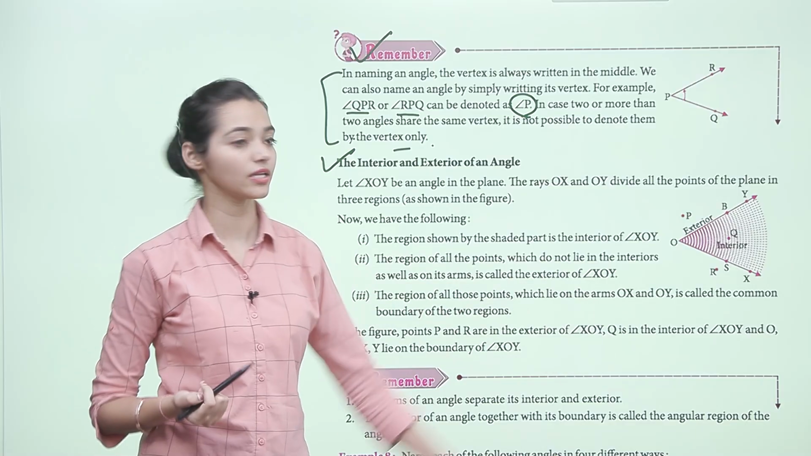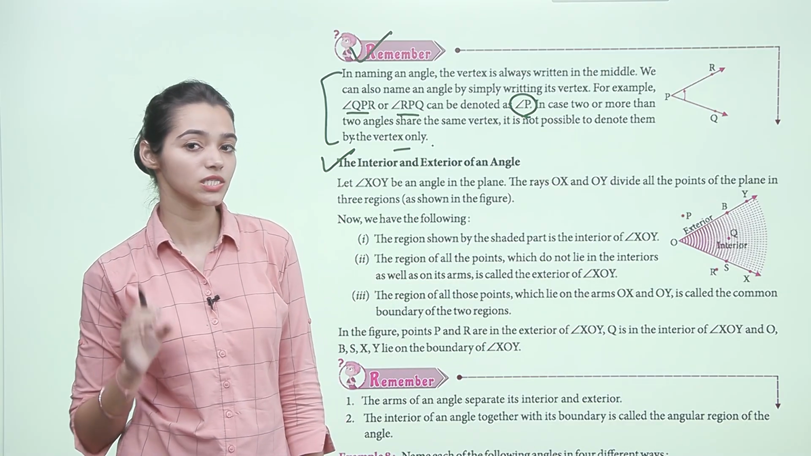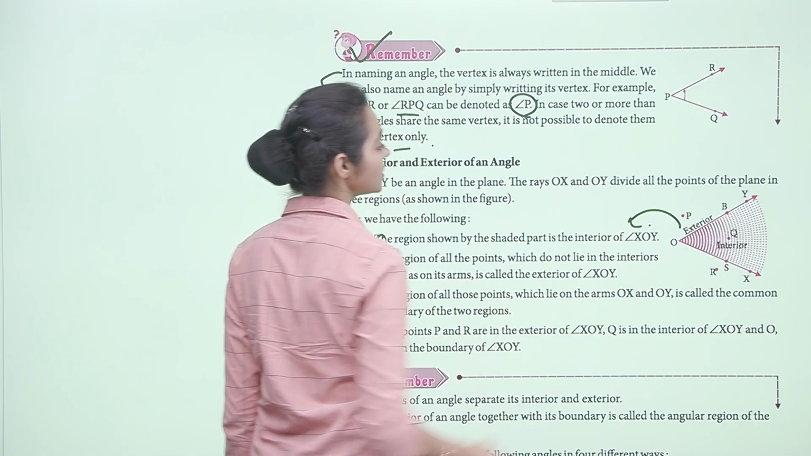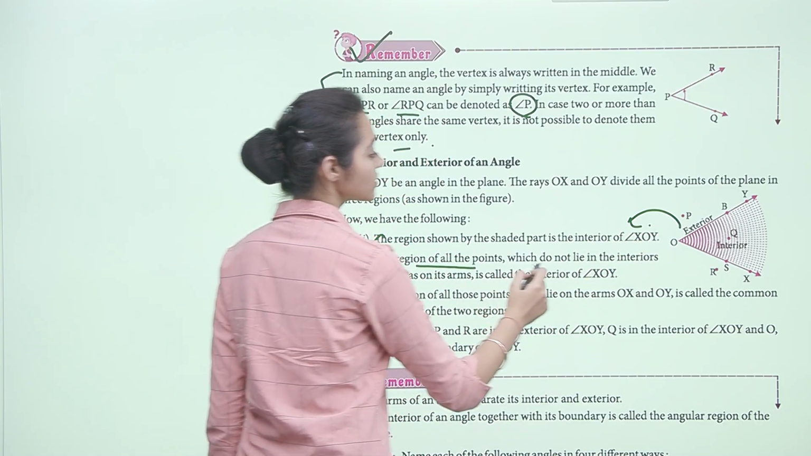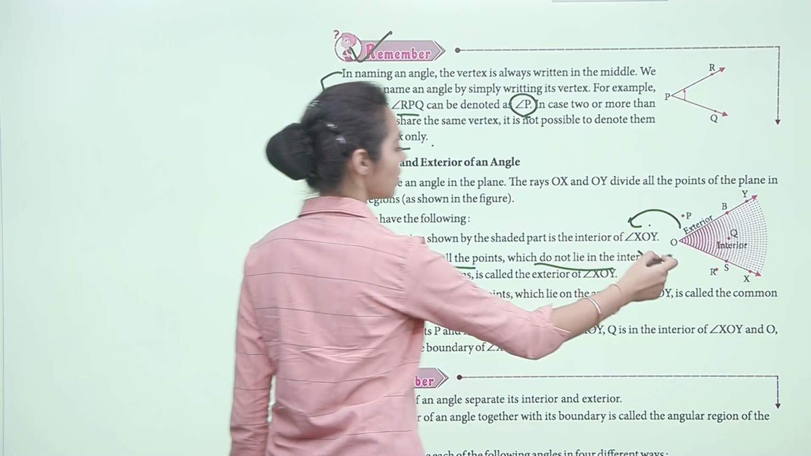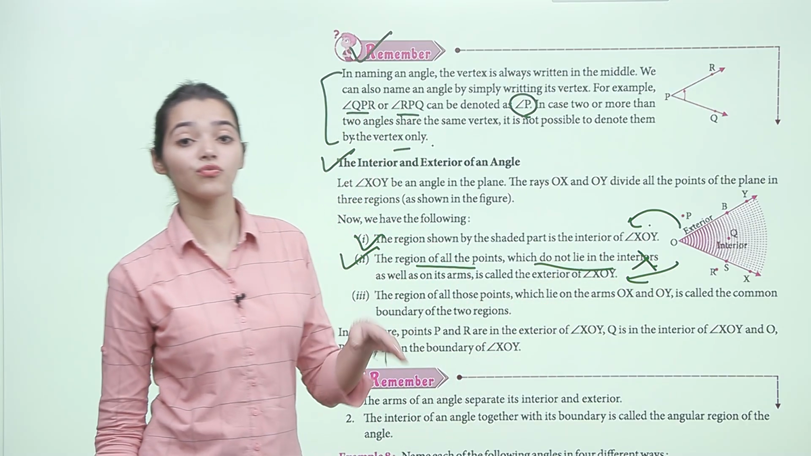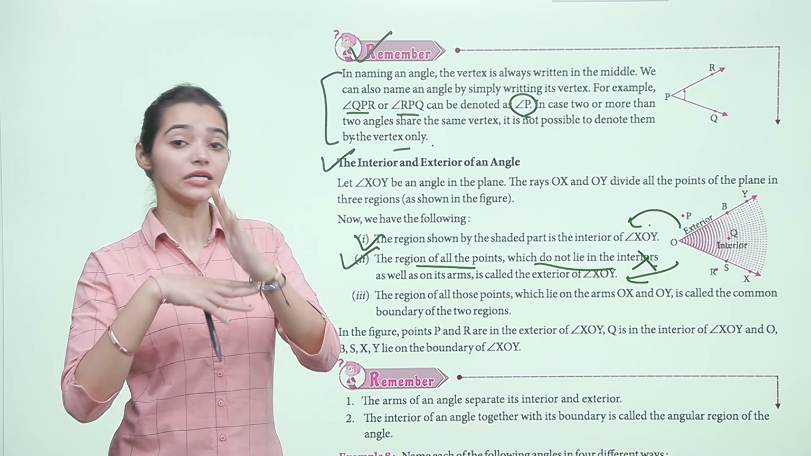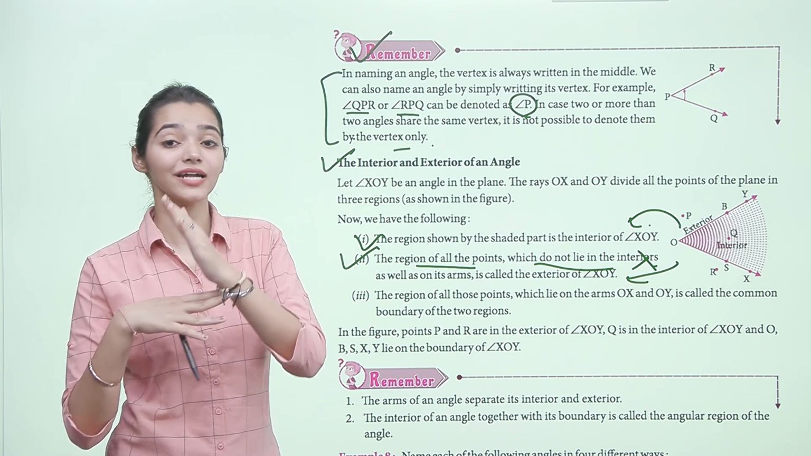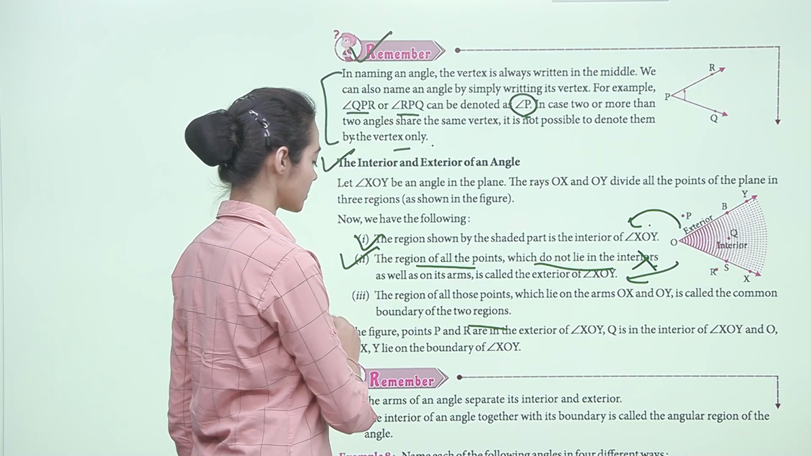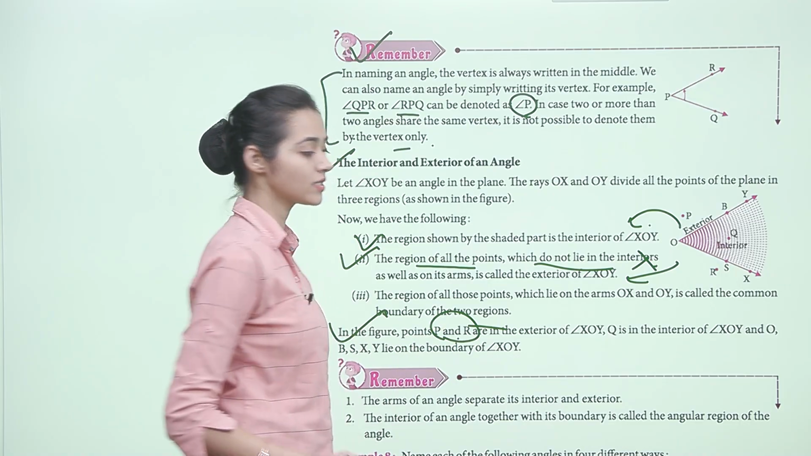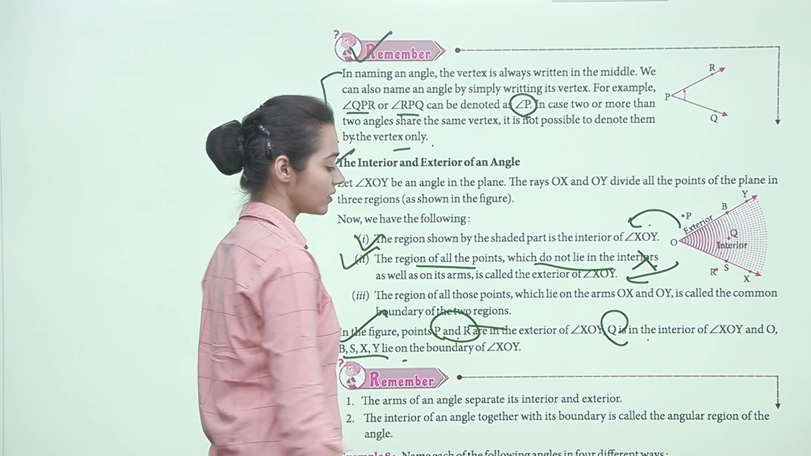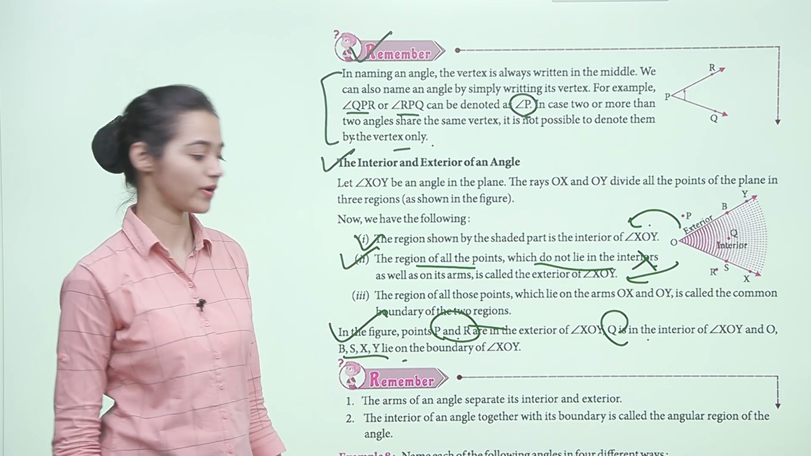Now next is the interior and exterior of an angle. This is our angle XOY, and rays OX and OY divide all the points in the plane. Here the shaded part is the interior of angle XOY, and all the points which do not lie in the interior are called the exterior. The region of all those points which lie on the arms OX and OY is called the common boundary of the two regions. So in this figure, P and R are exterior, Q is the interior, and O, S, X, Y lie on the boundary of angle XOY.